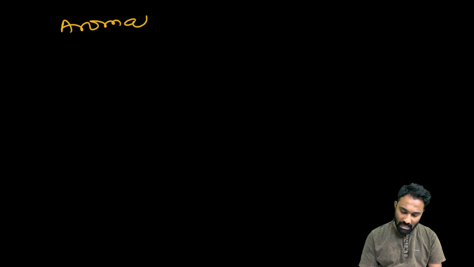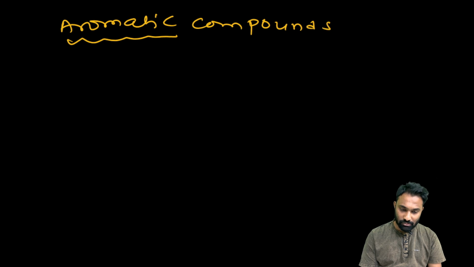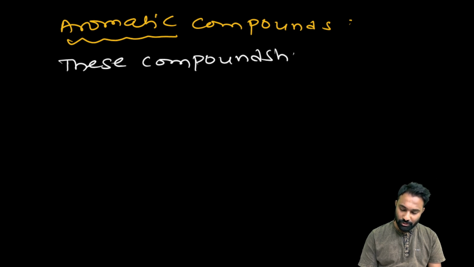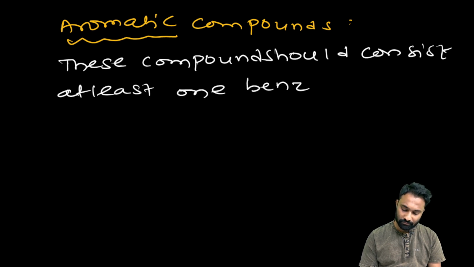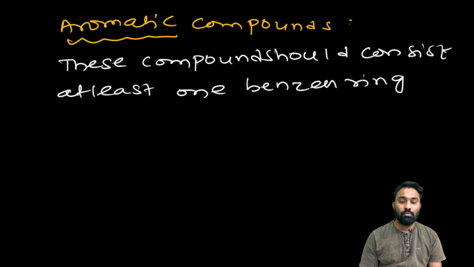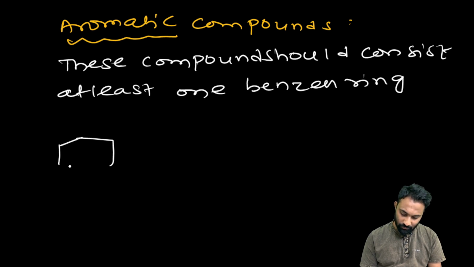Next comes the aromatic. Now what are the aromatic compounds? Aromatic means these compounds should consist of at least one benzene ring. Aromatic compounds means these compounds should consist of at least one benzene ring. Example, benzene. Clear?